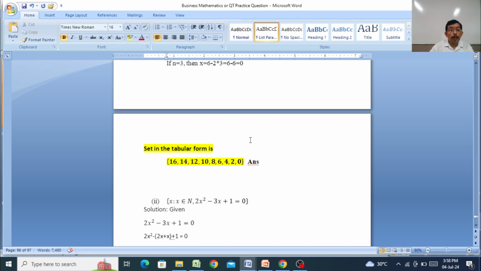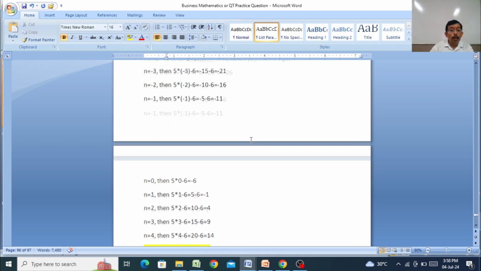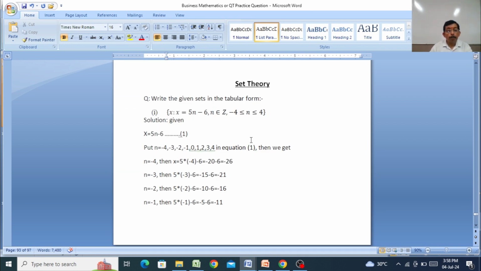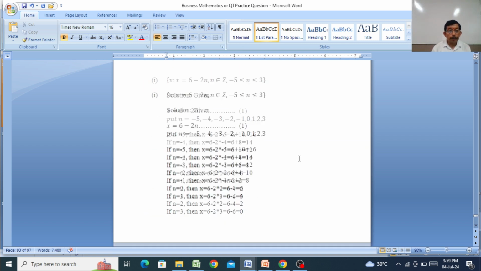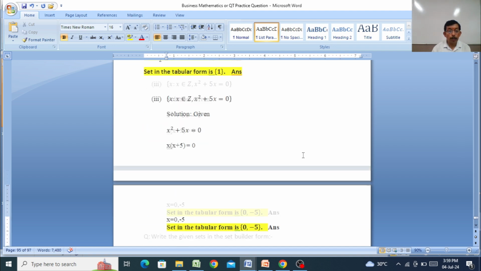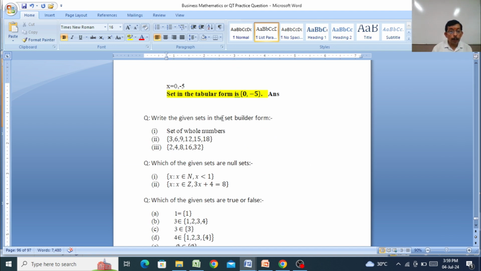Now the first part, the first question, was based on the tabular form. Tabular form means each given question in property form is changed into tabular form by simplification of the equation. Is it clear? Now we come to the second question, in set builder form. Set builder form means the property form or the rule method. Now the individual values are given and we write them down in set builder form or property form.